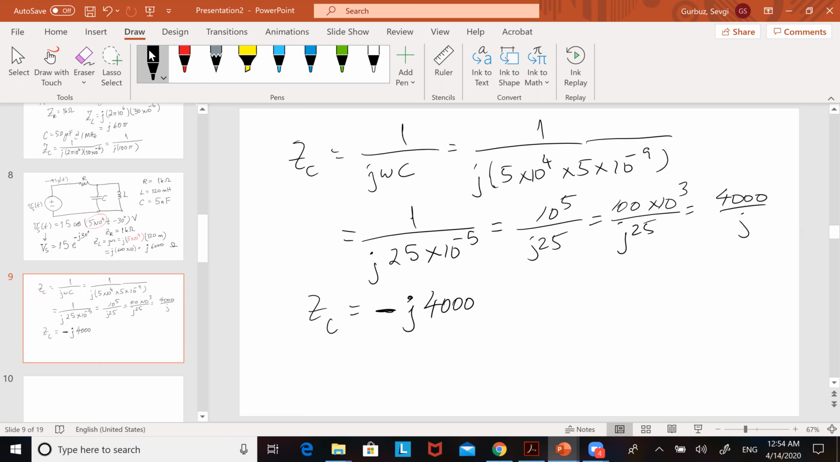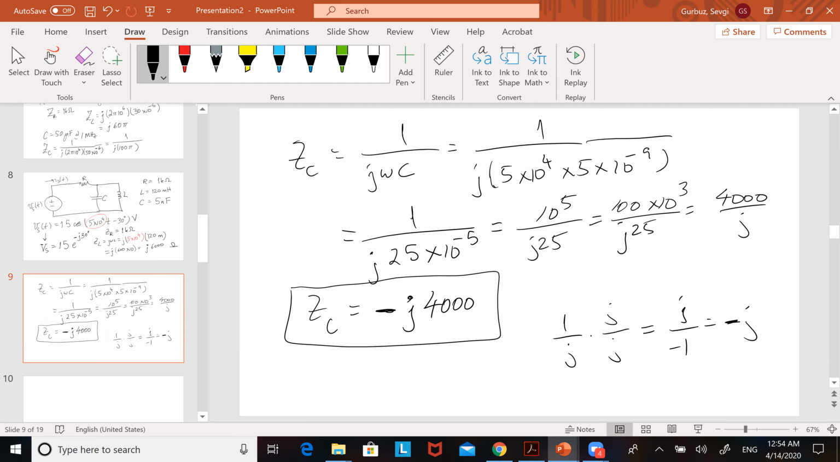And remember, how do we convert that? If you multiply by 1, where we've represented 1 as j divided by j, then you would get j divided by j squared, which is minus 1. And then this gives you minus j. So a j in the denominator comes up as negative j. But this is the value of impedance that we would use in the circuit.